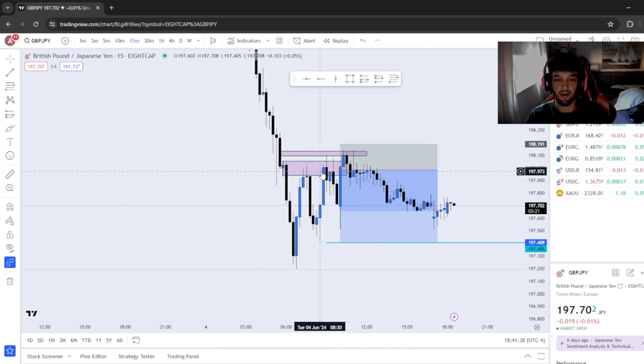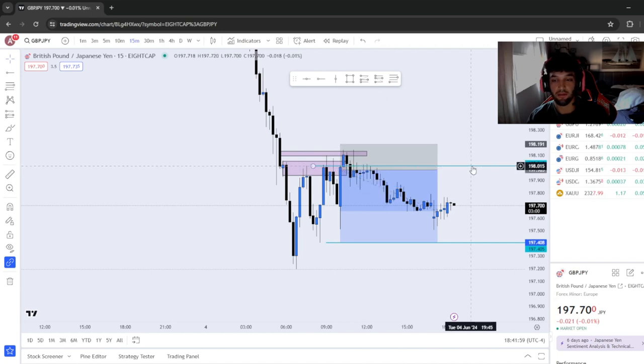Another thing I liked, right, was that we respected the order block, went back to tap it, and we just wicked this high over here. We just wicked it, right? Let me mark it out for you guys. We wicked the high, we never broke structure to the upside, and then we dumped. So I was like, okay, we haven't broken structure to the upside.